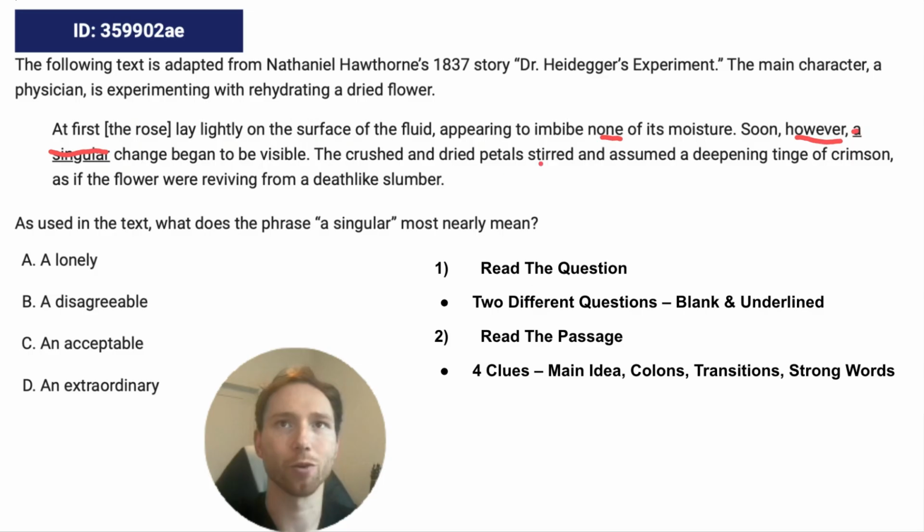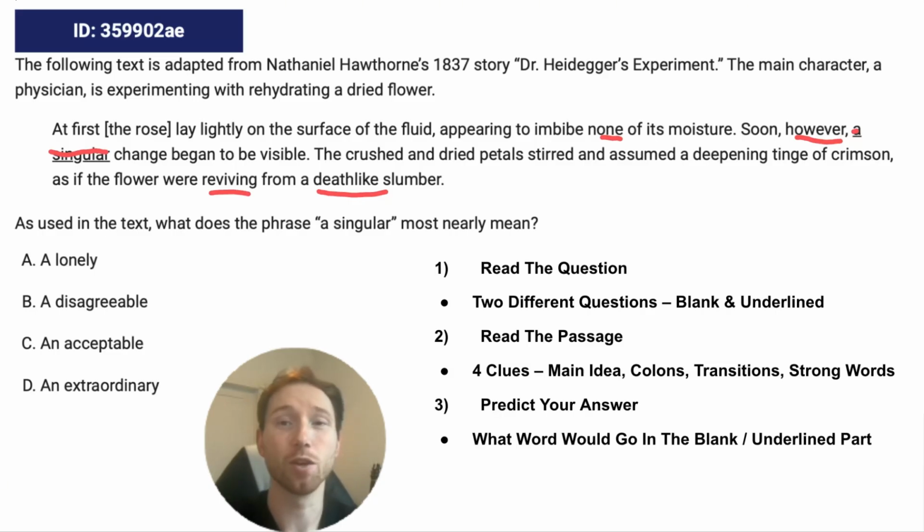"The crushed and dried petals stirred and assumed a deepening tinge of crimson, as if the flower were reviving from a death-like slumber." So that's very strong language, reviving from a death-like slumber. The third step is going to be to predict your answer, and you want to think what word would go into the blank or replace the underlined word. In this case, I know that in the beginning we have a flower that's not drinking any water, but or however a change happened, it revived from a death-like slumber. So in this case, my prediction would be a word like big, because we're describing the change. It would be a big change, right?